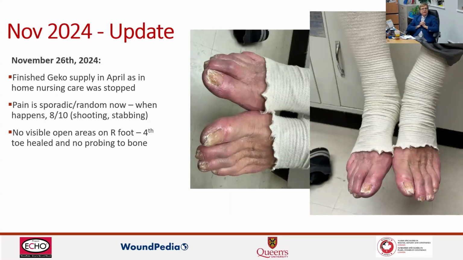Now he's finished the Gecko. Home nursing stopped. Pain is sporadic. Every once in a while he gets a stabbing pain up to 8 out of 10. It lasts only a few seconds, and he can carry on. No visible open areas on the right foot. Fourth toe healed, and there's no probing to bone, and you see his Tubigrip. Next.